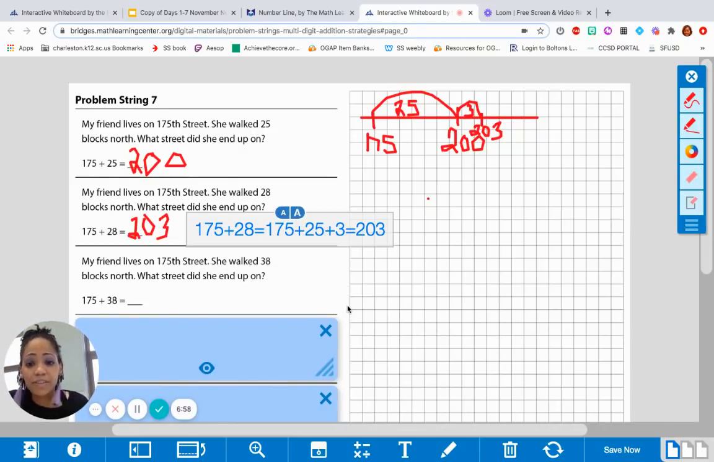Lives on the 175th Street. She walked 38 blocks north. What street did she end up on? Go ahead and start working this out in your notebook.